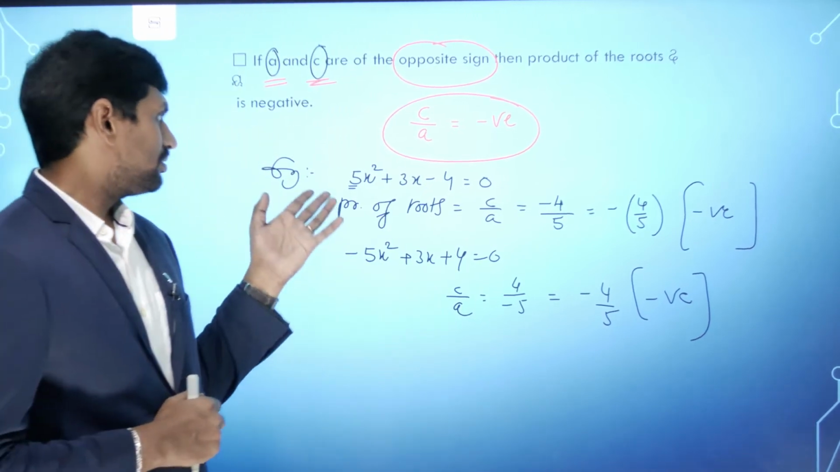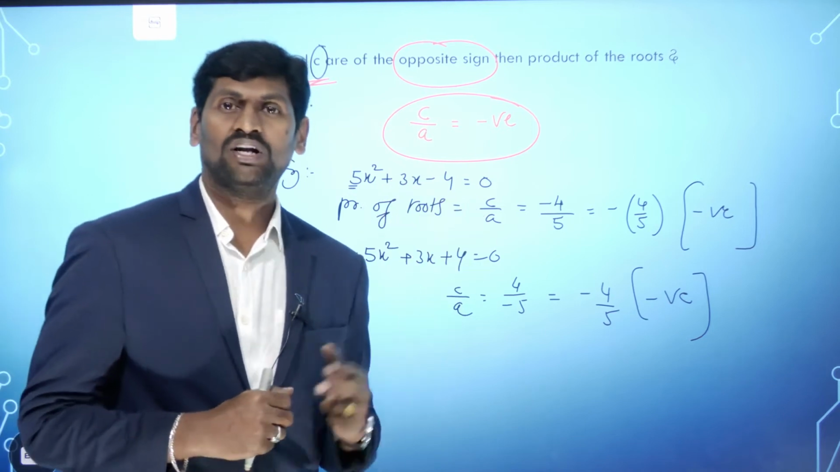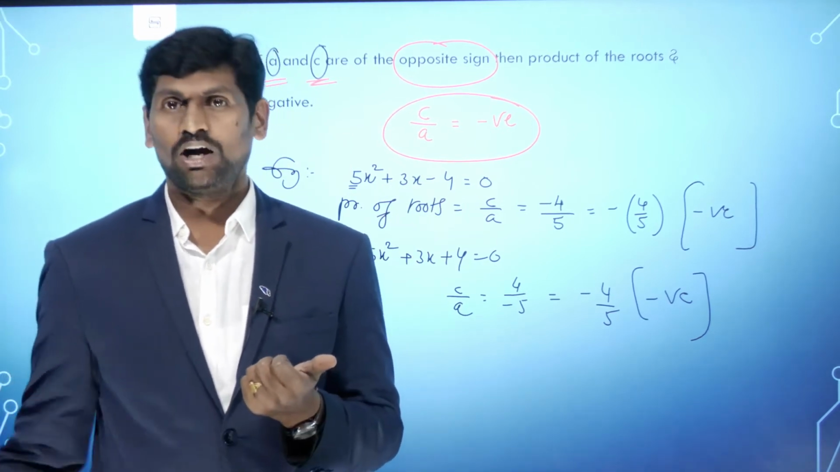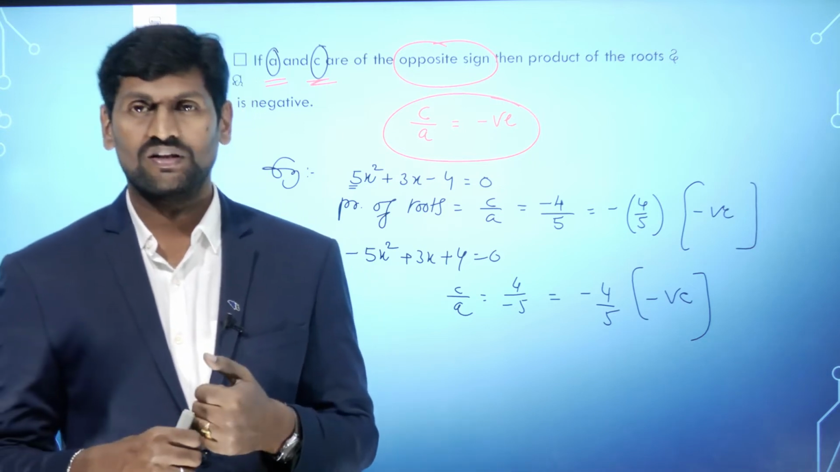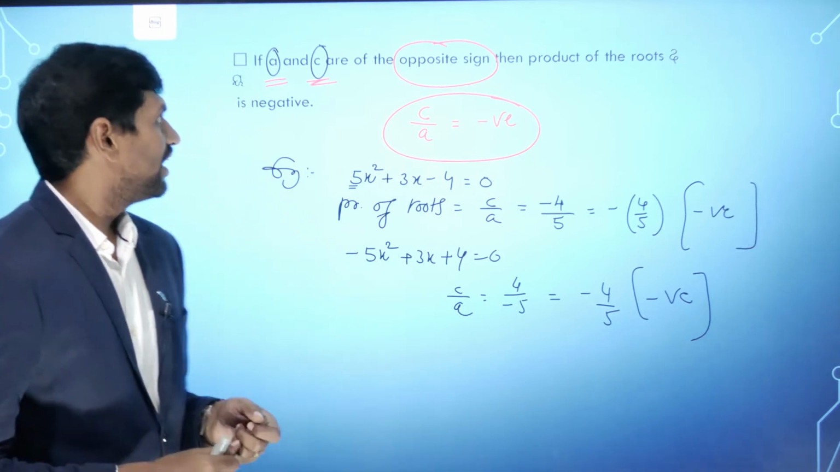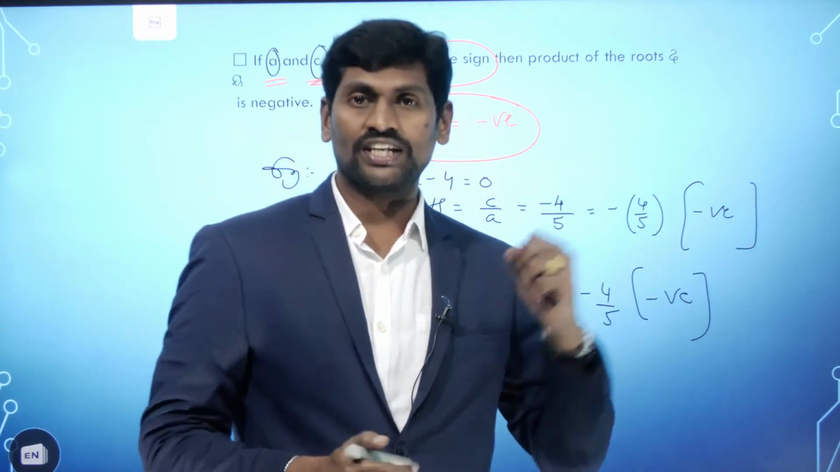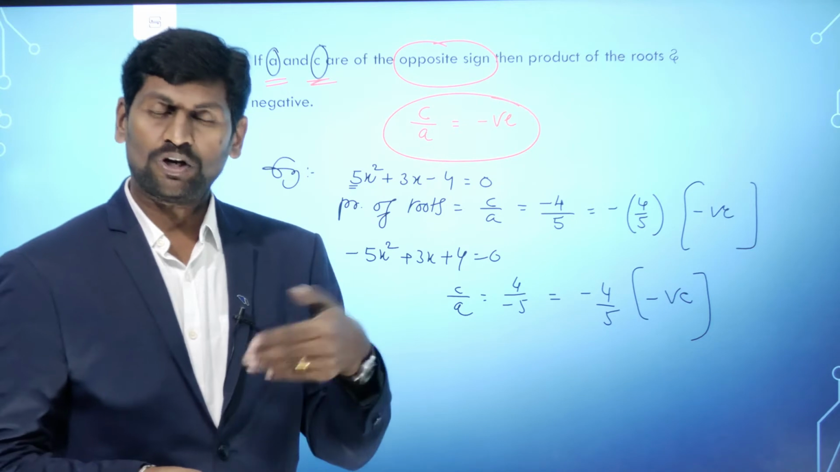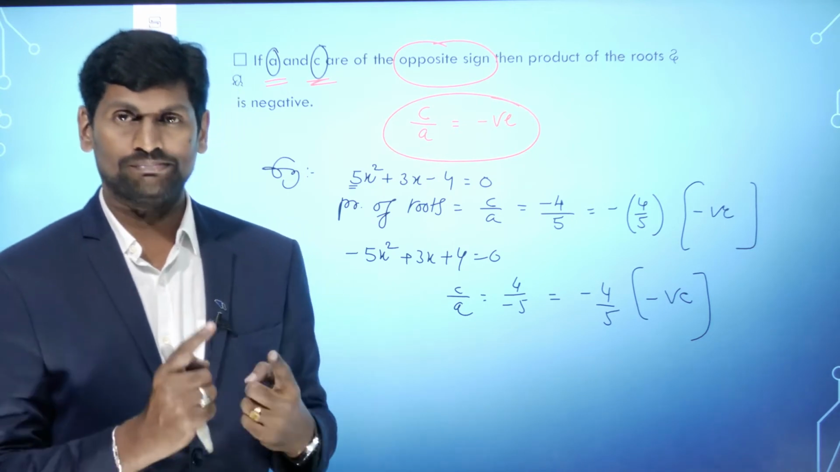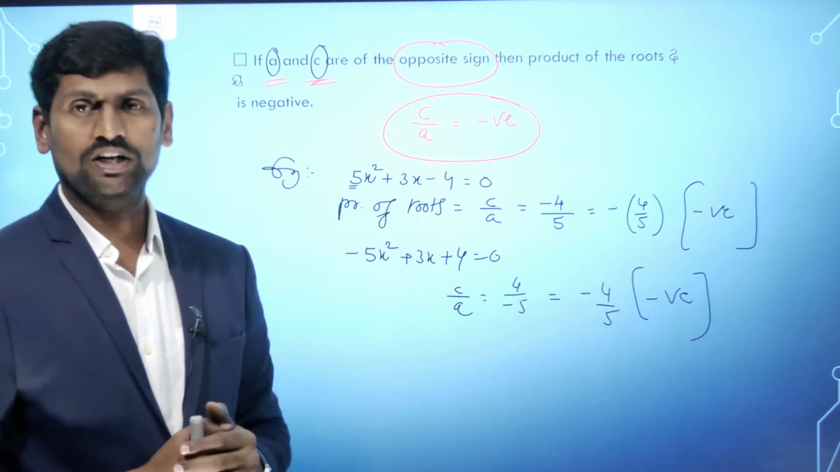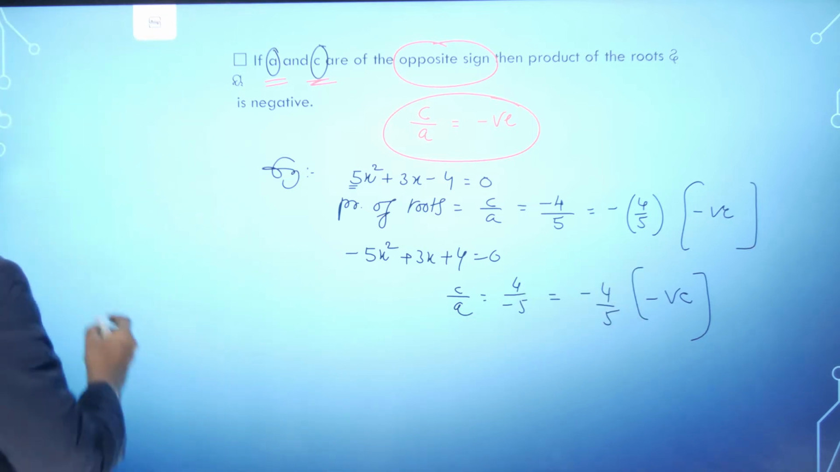Now coming to the second property, what? A and C have opposite signs. That means if the a value is positive, then automatically we take the c value as negative. If c is positive, the a value is negative. Opposite signs. Then the product of roots is negative. Got it? Right.